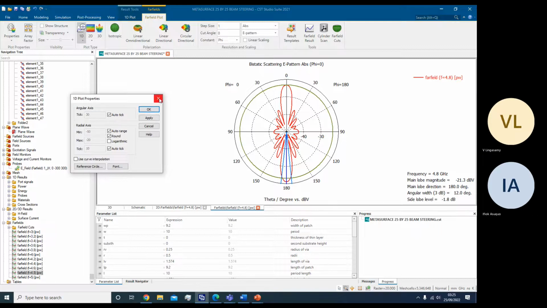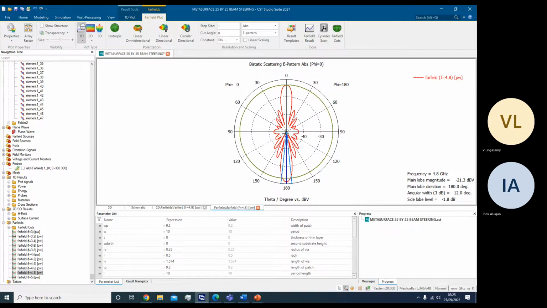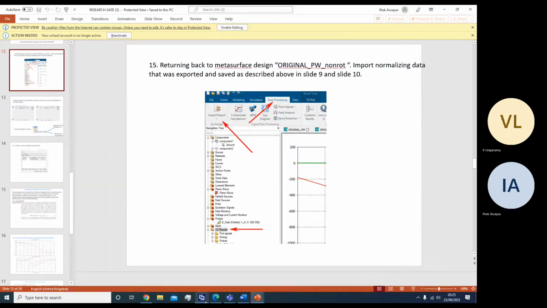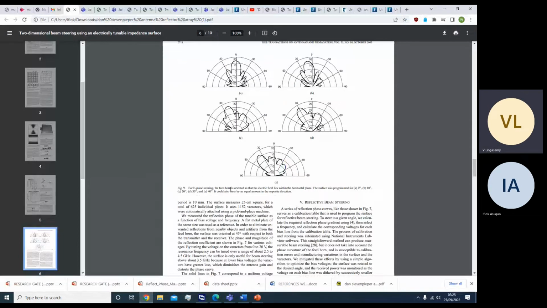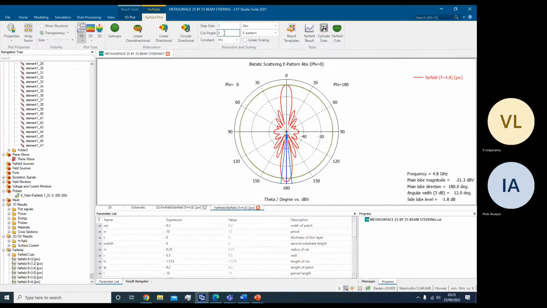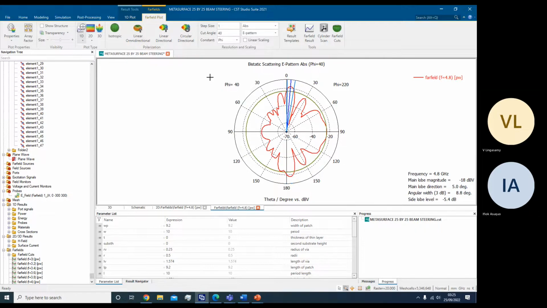But the issue is what I'm saying, for example, is this plot 0 degrees? Because like this one here, phi 90 is there, right? Yeah, for E plane, the surface was programmed for 0 degrees. Can you see? Yes. 0, 10. But when I put 10, or let me put 40, for example, it's not changing.